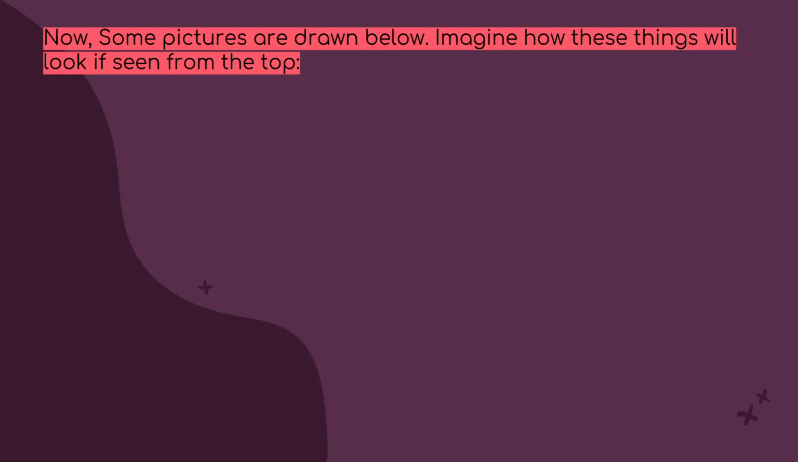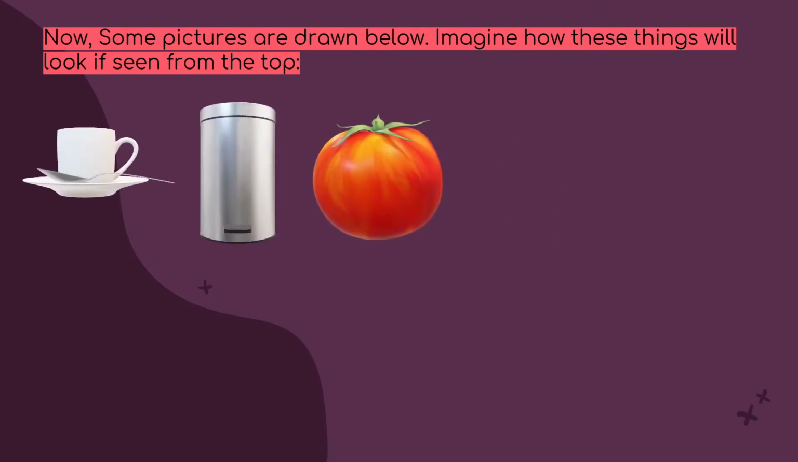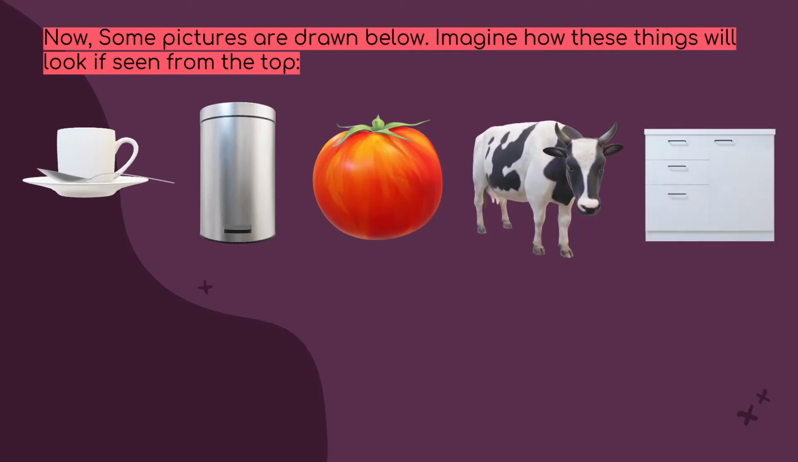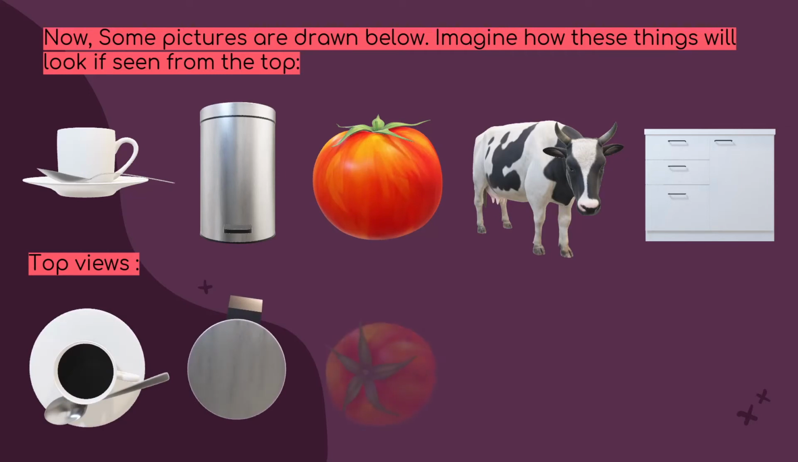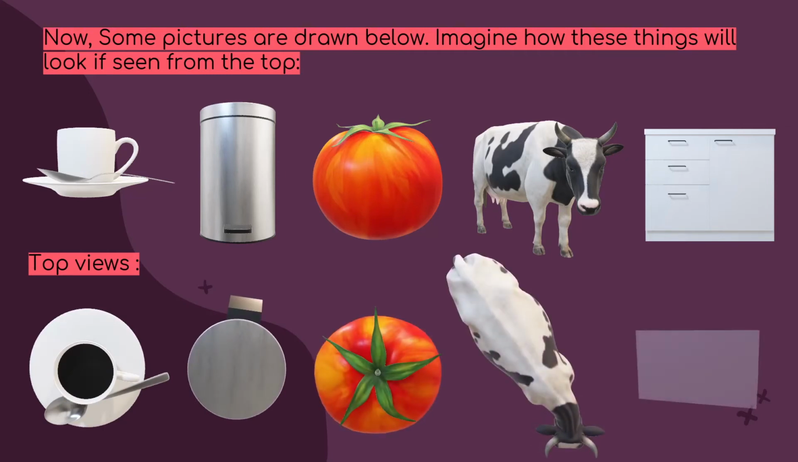So now see, some pictures are drawn below. Imagine how these things will look if seen from the top. So the first one is a cup, dustbin, tomato, cow and the desk.